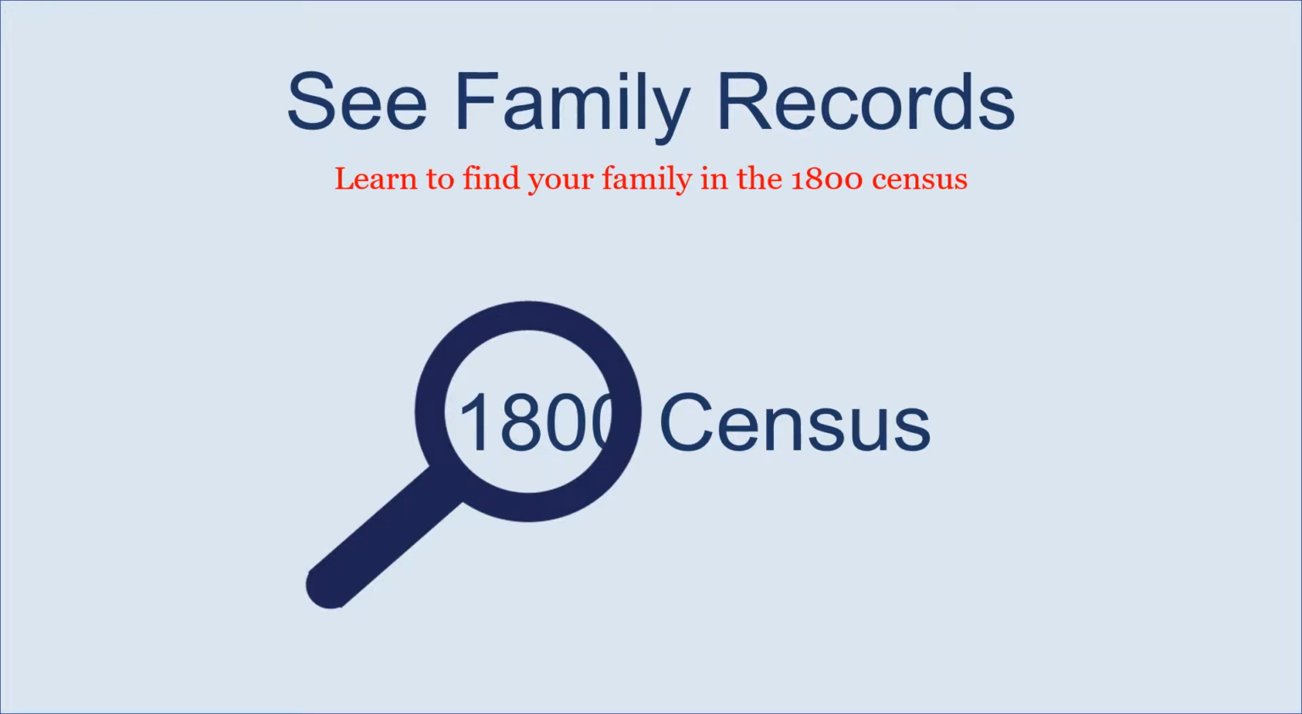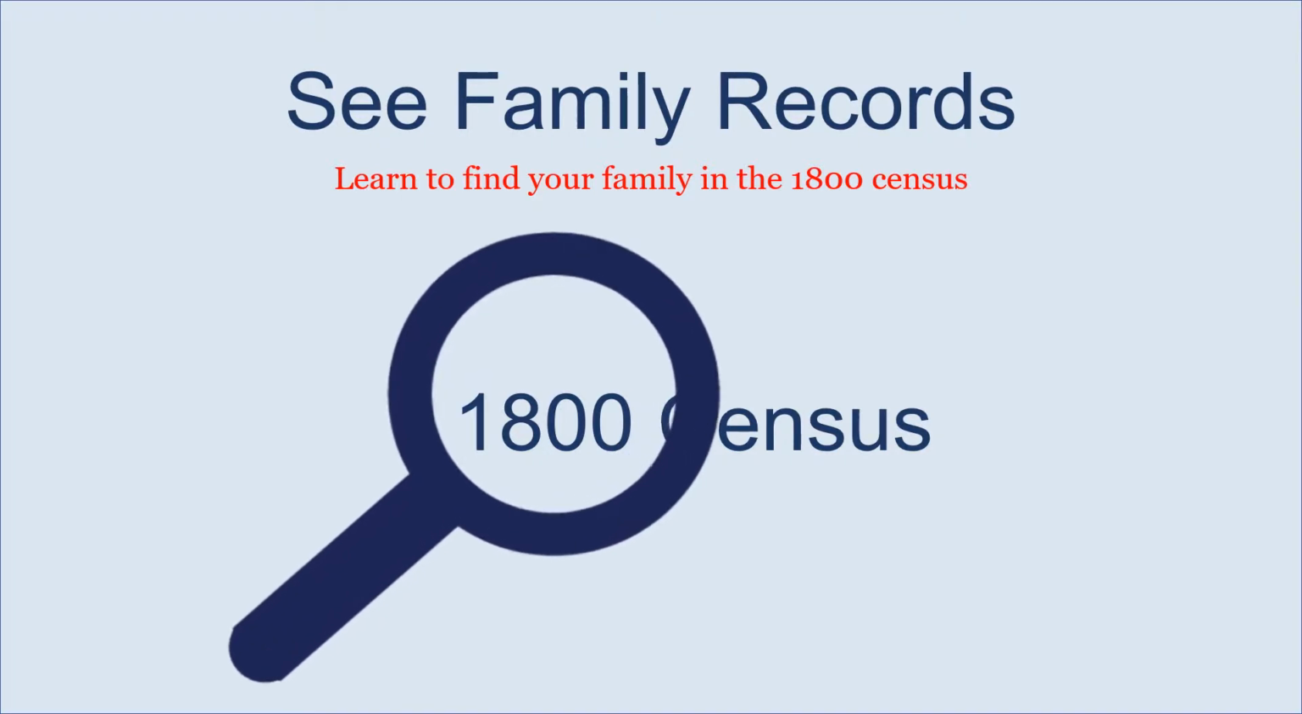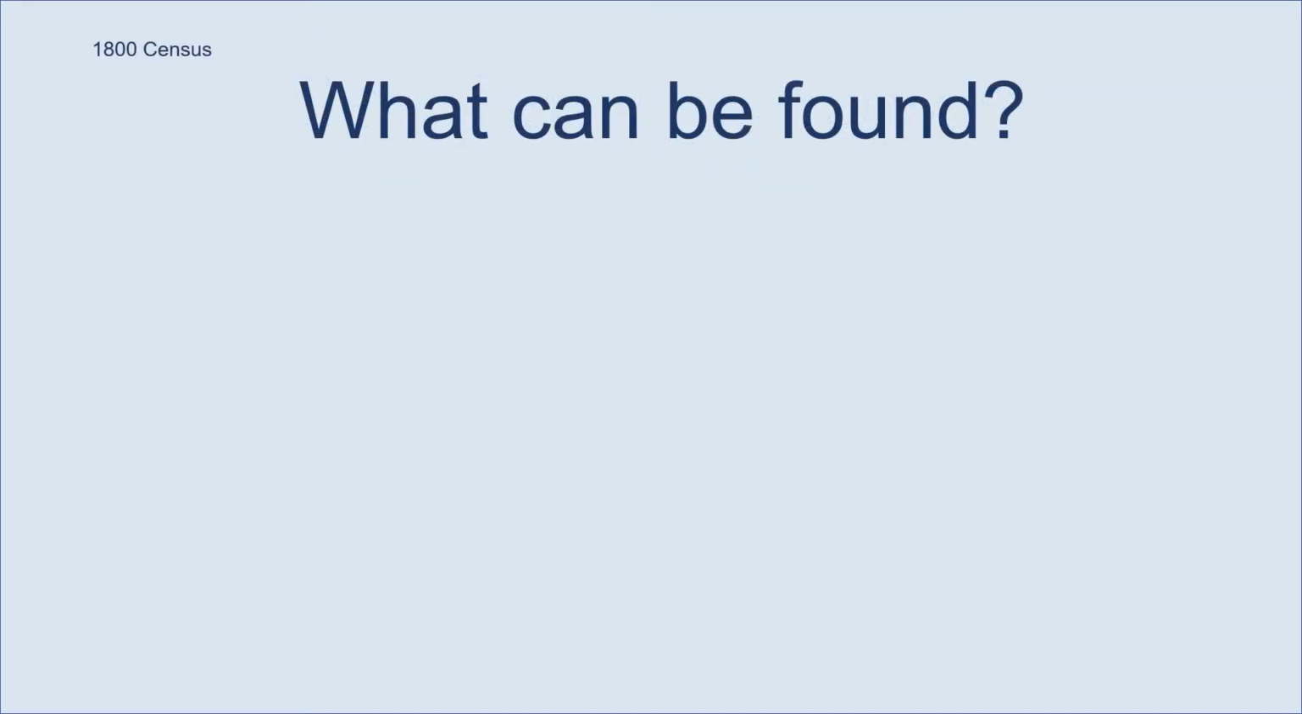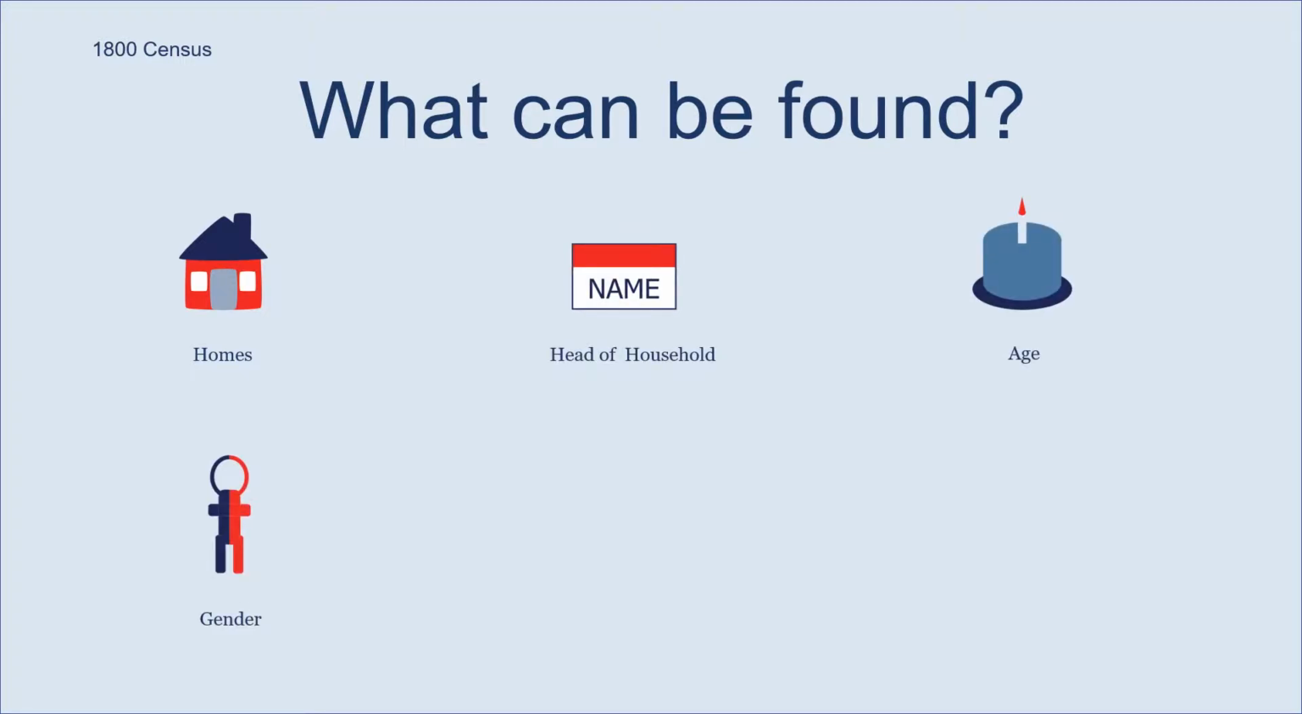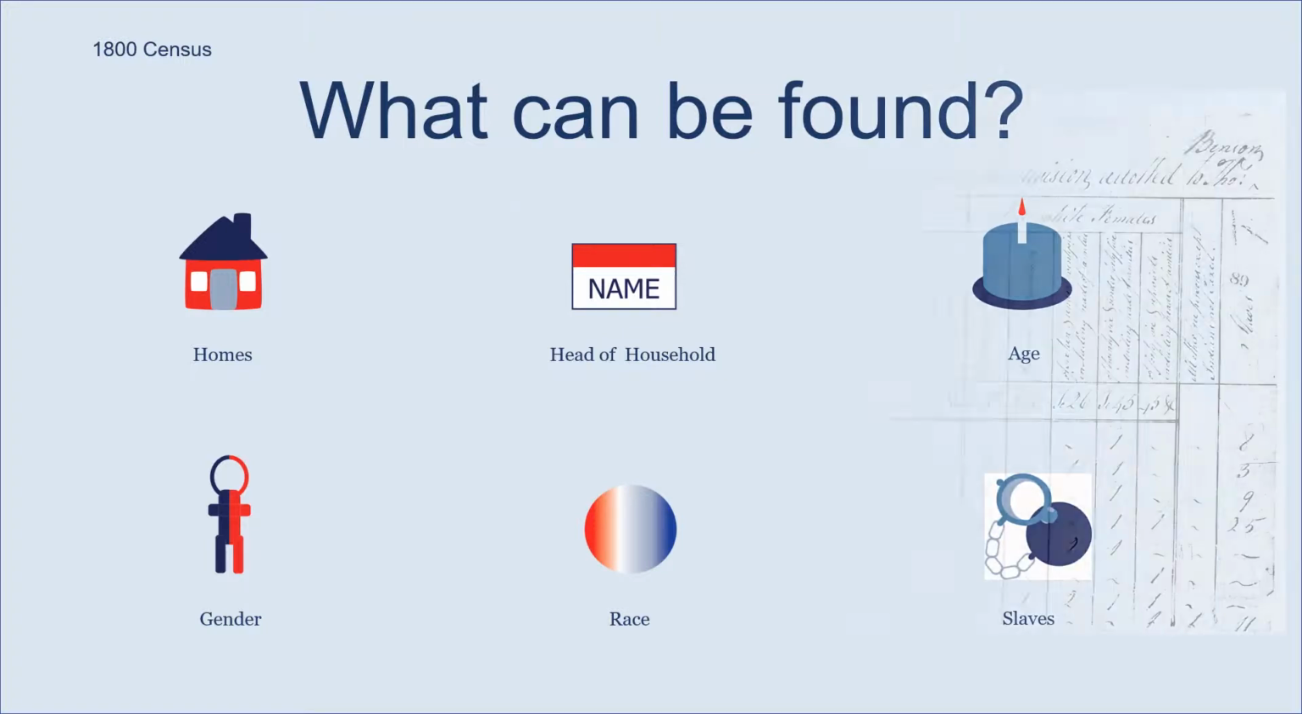See Family Records. Learn to find your family in the 1800 census. What can be found? Homes, head of household, age, gender, race, and slaves.